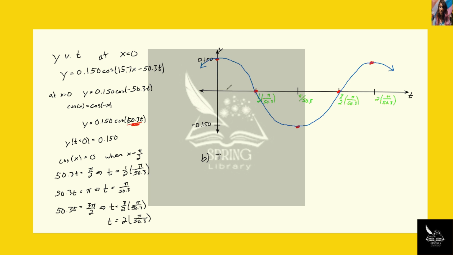So the period is the time between two peaks. And so what we can do is take the time of this peak and subtract from it the time at this peak. So the period is going to equal 2 times pi over 50.3 minus 0. And we find that the period equals just 2 pi over 50.3, and this is in seconds, which is equal to 0.125 seconds.